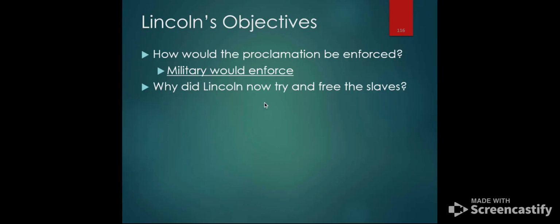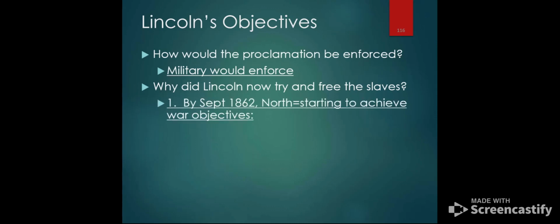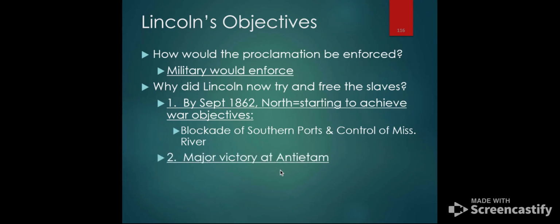Why now? Why did Lincoln wait a year and a half? A couple reasons. By September 1862, the North was starting to achieve some of its war objectives. The blockade of the southern ports was going well. They had control of most of the Mississippi River, not all of the Mississippi River. They're still not near Richmond yet, but almost two of the 3 are accomplished. Then also Antietam. We spoke about that already. First big victory. So the North has a little bit of momentum.